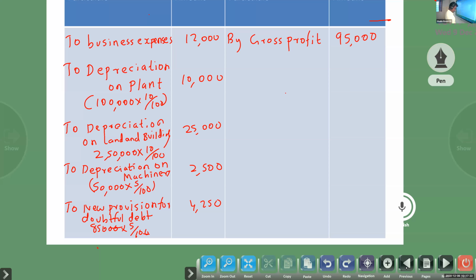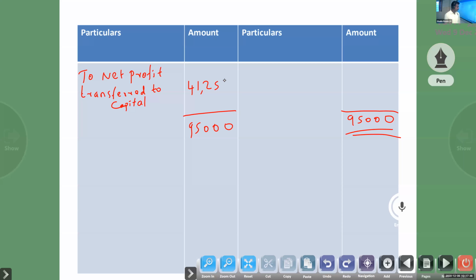Balance 41,250. Now the balance sheet. So the profit and loss account is over. Now the balance sheet.